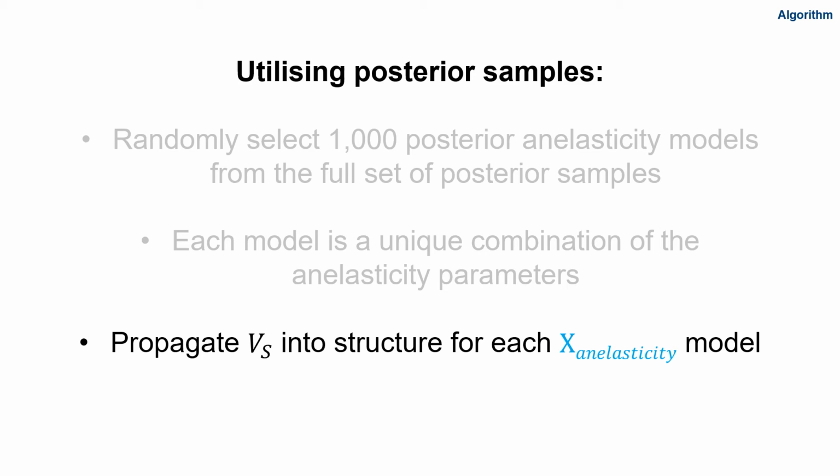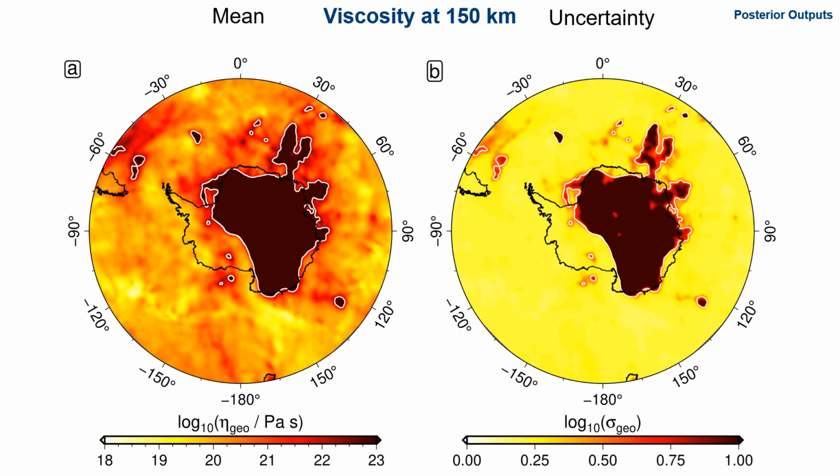Each of the posterior models is then used to propagate Vs into temperature and viscosity, and then we can use means and variances to investigate the size and range of the calculated structures. The first of these outputs is the mean and standard deviation viscosity structure, shown here at 150 km depth.